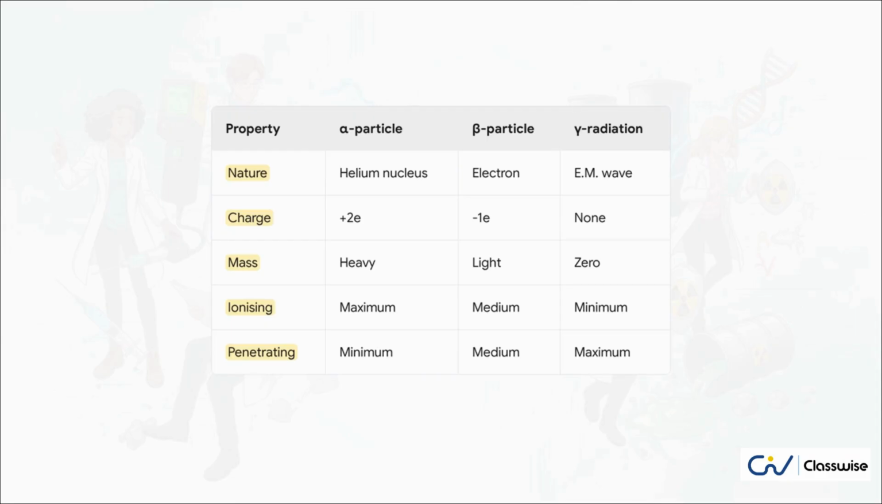Ionizing and penetrating power. Just picture the alpha particle as a bowling ball. It's big, it's heavy, and it smashes into other atoms, knocking their electrons off like crazy. That's what we mean by high ionizing power. But because it's a bowling ball, it gets stopped really easily, right? So very low penetrating power. Now think of gamma as a ghost. It's just energy. It zips right through matter, barely interacting. So it has very low ionizing power, but its penetrating power is off the charts. And beta? Well, beta's kind of in the middle.